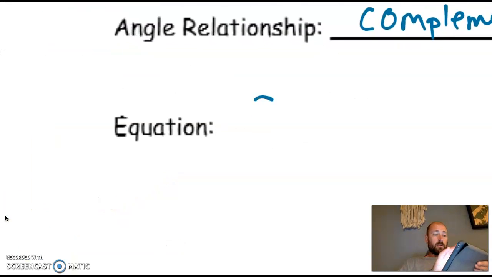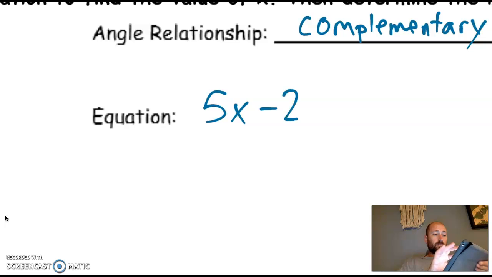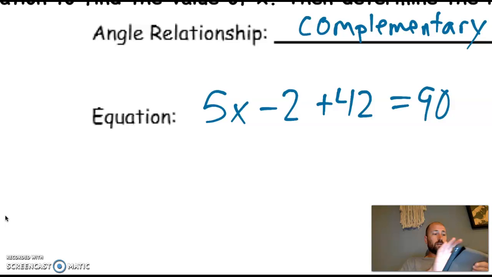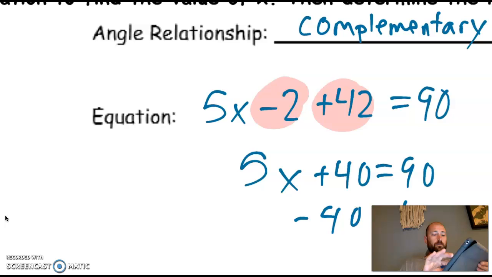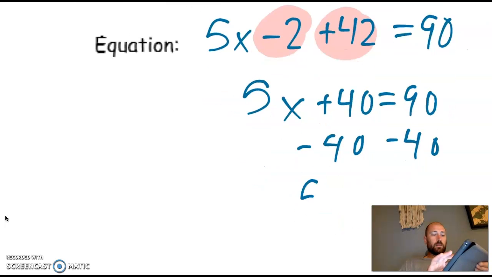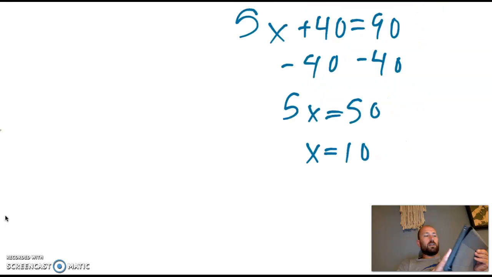Here we go. 5x minus 2 plus 42 equals 90. Here, combining like terms. 5x plus 40 equals 90. 5x is equal to 50. Did that last step, divided by 5, in my head. X is equal to 10.